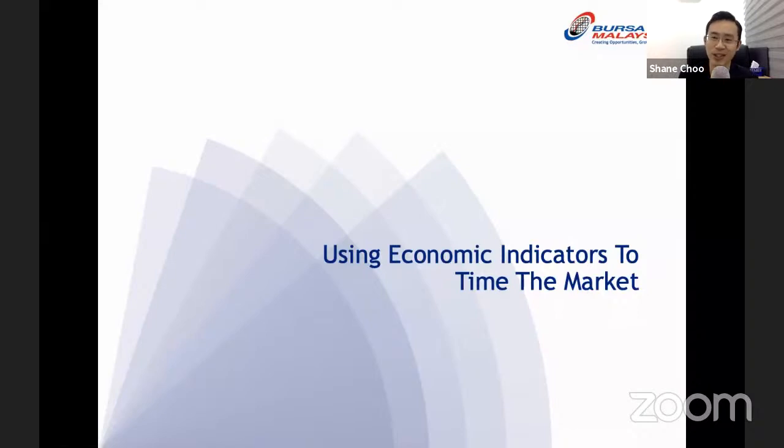This session is very interesting because not many people cover economic indicators, and in particular how to use them to time the market. I'm also interested to learn from our speaker today. How can we use economic indicators to time the market? As you know, timing the market is not an easy job. Today we're going to learn how we can use economic indicators such as GDP, unemployment rate and inflation rate to better position our entry and exit.